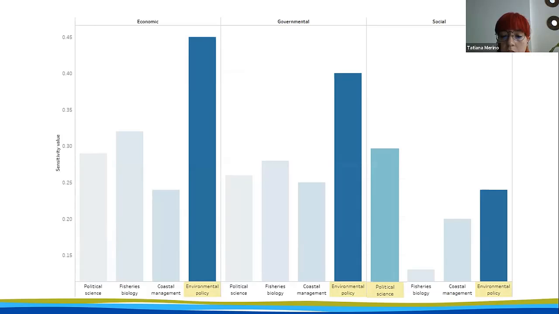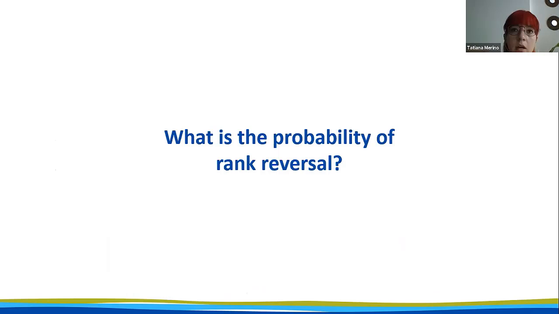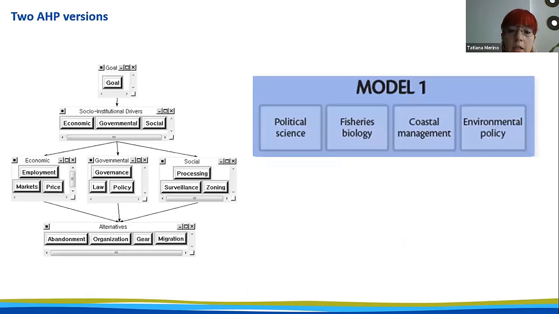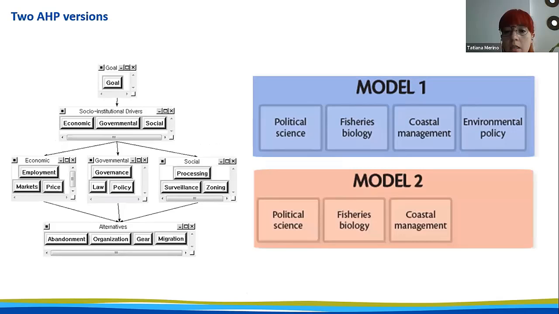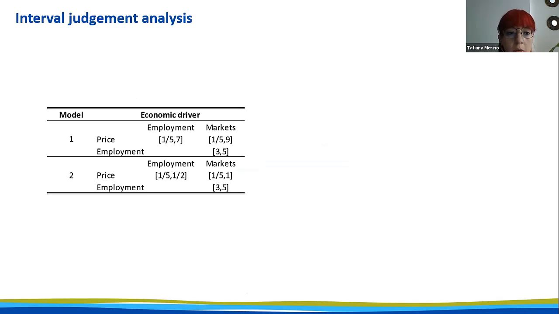For this one, we wanted to explore integrating the one expert, and also we wanted to know the rank reversal probability of our alternatives. Therefore, we chose to generate two versions of our hierarchy. One is model one, taking into account all experts, and the other is model two, without taking into account the environmental policy judgments. We performed the interval judgment analysis following Sari and Vargas.